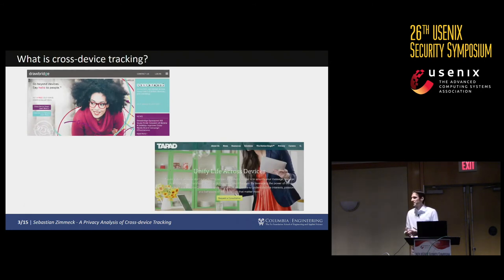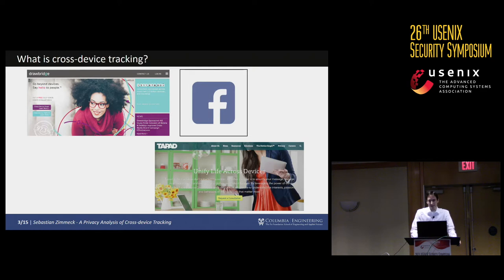So there are some very specialized ad networks that make use of this practice. Two of them are Drawbridge and TabAd, and they are what is called probabilistic cross-device trackers. So they don't have a first-party relationship, but rather they need to rely on machine learning to identify whether users are the same person on different devices. And that is, for example, different for deterministic cross-device tracking companies, which we see, for example, Facebook here, where they have a dedicated login, and it's easy for them to see, okay, this person is logging in on this device and another time on another device.